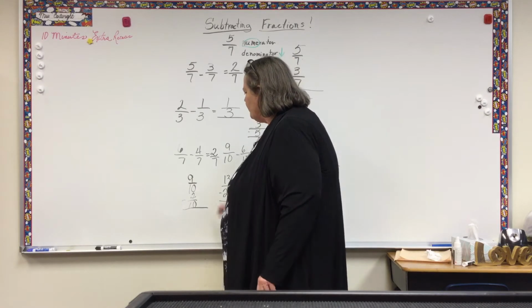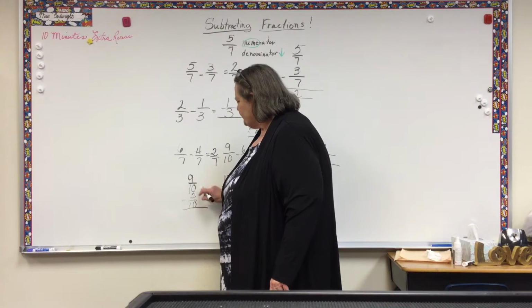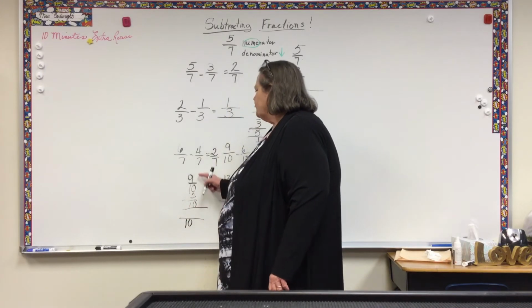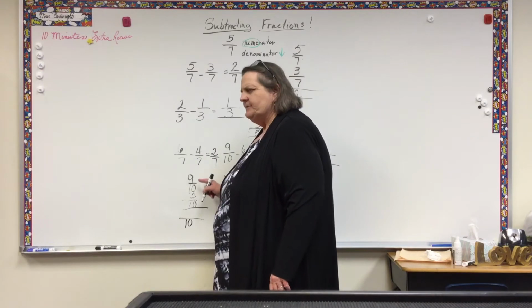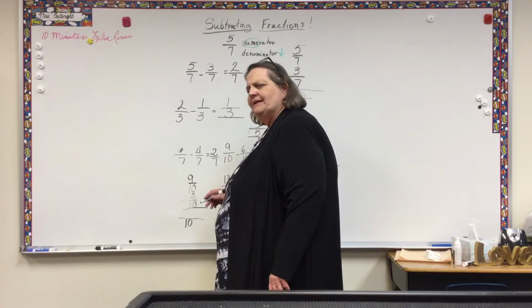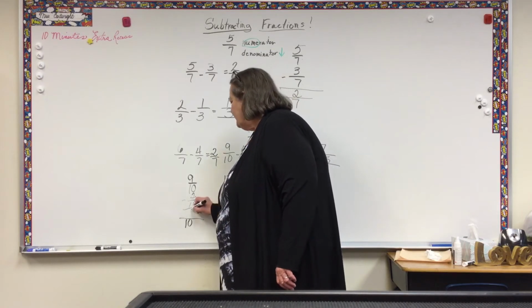Okay, same thing, we're going up and down. Our denominator's 10. I just write it down. And I work the top numbers. I have 9 and I'm going to take 2 away. So 9 minus 2 is 7, yes.